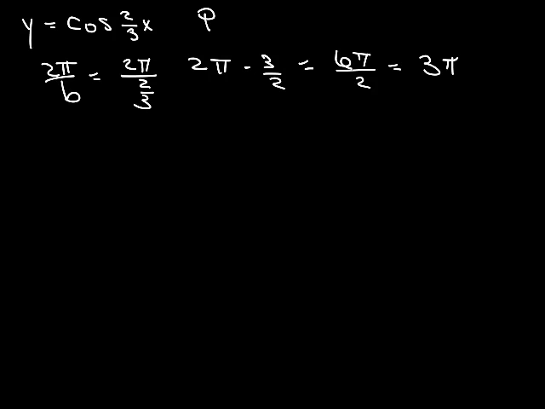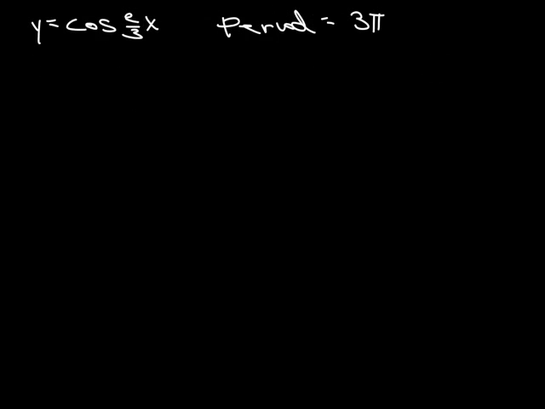So let's go ahead and write that up here. Period is equal to 3 pi. And then I can get rid of this work that I did below it.